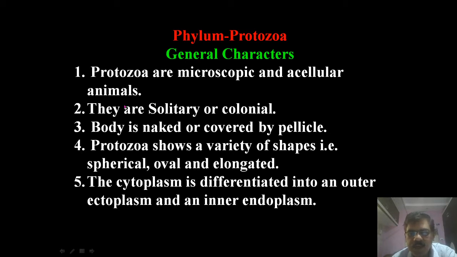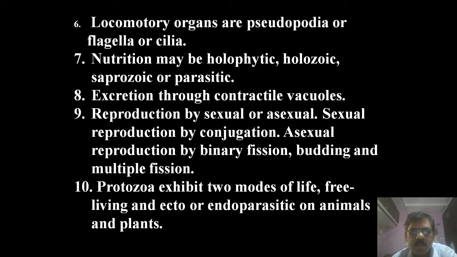They are solitary or colonial, meaning they live singly or in a group. The body is naked or covered with a pellicle, meaning it may not be covered with any covering, or it may be covered with a pellicle. Protozoa show a variety of shapes; they may be spherical, oval or elongated. The cytoplasm is differentiated into an outer ectoplasm and an inner endoplasm.